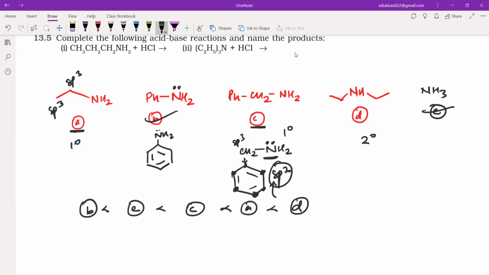Yes. You understand the difference? Why this 1 degree and this 1 degree? In those two, A is more basic. Why? Because all of these atoms are sp3, and sp3 carbons are less electronegative than sp2. And here we have 6 carbons which are sp2, which are pulling electrons. If the electron density decreases, the basic nature is also going to decrease.